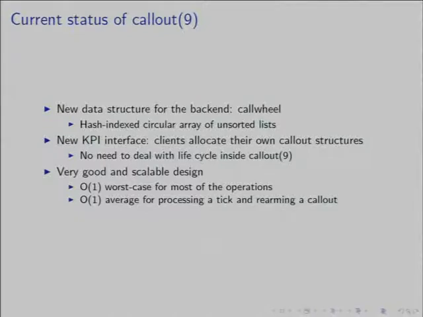Well, in the original design that was proposed, the callout structures were allocated by the subsystem itself. But in FreeBSD, in order to not deal within the subsystem with lifetime and life cycle problems, clients allocate this data structure. This is surely good because you don't have to deal with this problem, but it makes, in some sense, the subsystem more fragile.